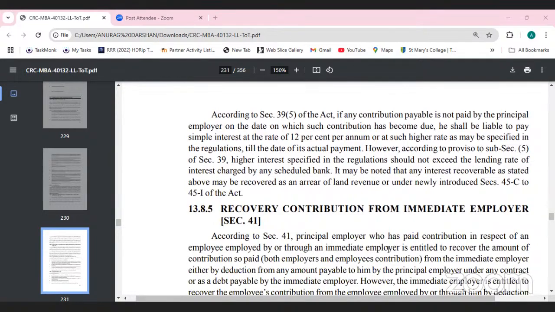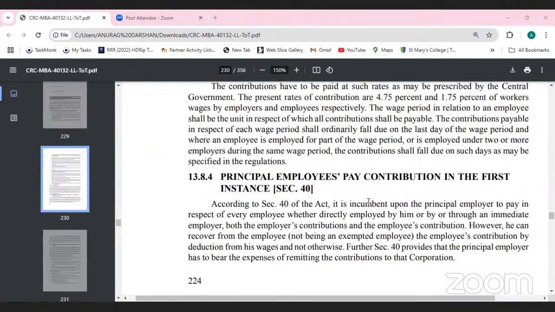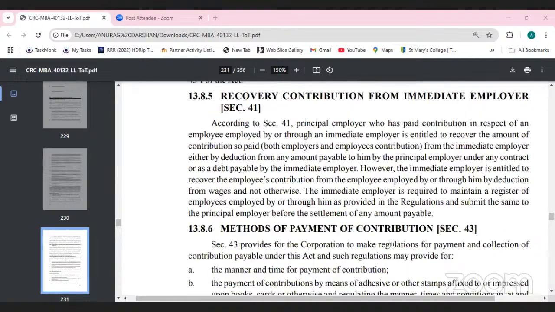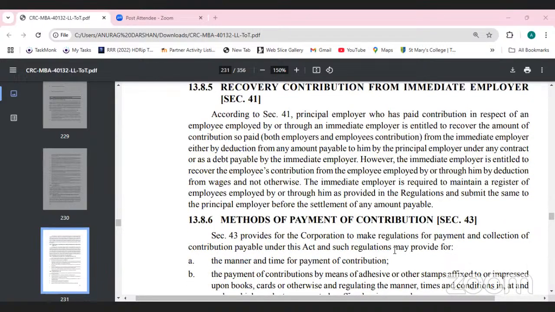Now, the recovery of the contribution from the immediate employer is dealt with under Section 41. A principal employer who has paid contribution in respect of an employee employed through an immediate employer is entitled to recover the amount of contribution so paid, both the employer's contribution as well as the employee's contribution. So how much is the percentage of contribution? As I said, it is 4.75 and 1.75. So these can be recovered from the immediate employer.